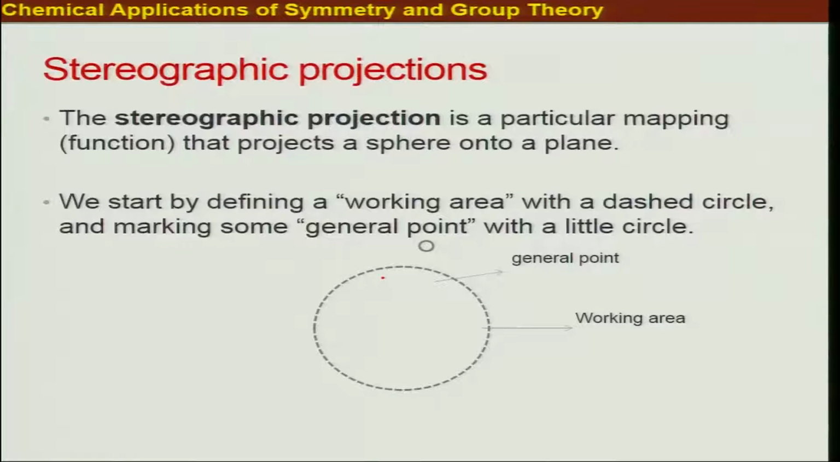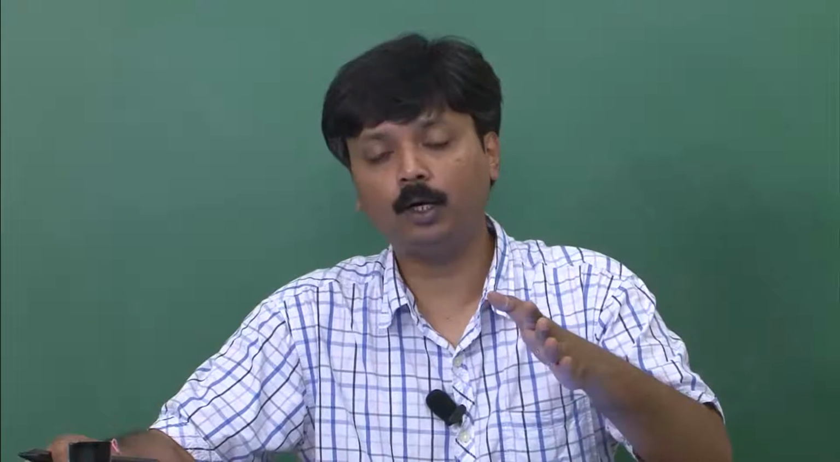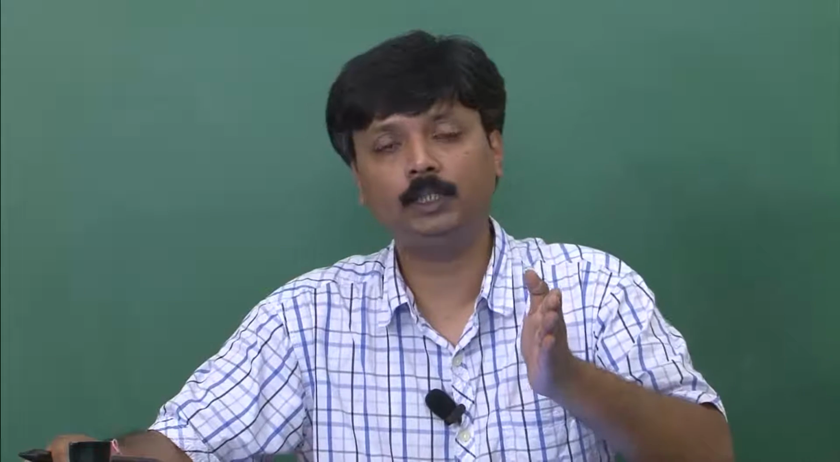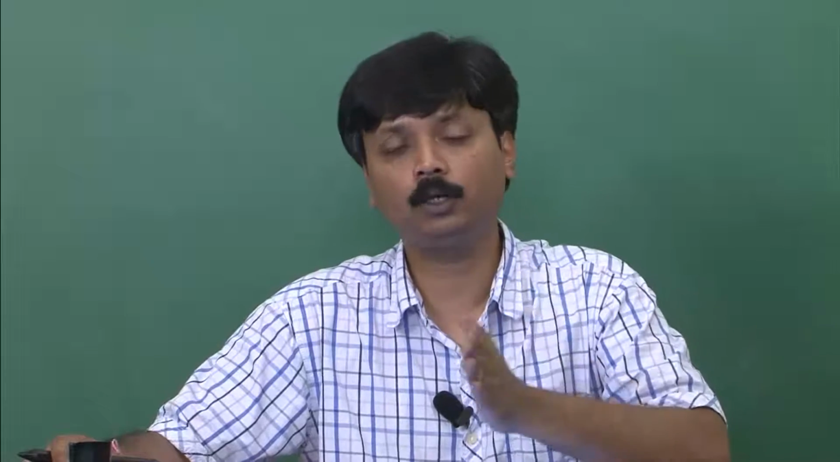We will do that using something called stereographic projection. Let me be clear that we will not go into the details or the derivation of the stereographic projection. We will tell you the basic things of it, and show you how to use it to find the symmetry operations that are possible. We will also show you that by using stereographic projection you can find the products of symmetry operations. That is an added advantage.